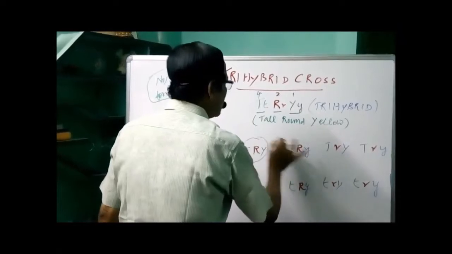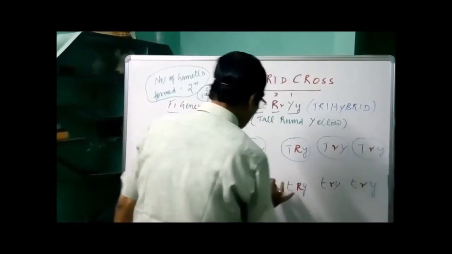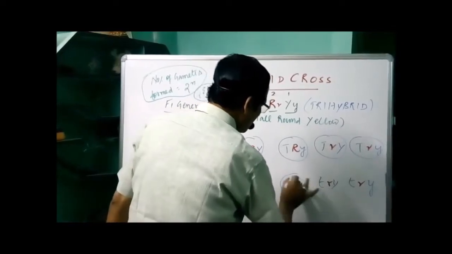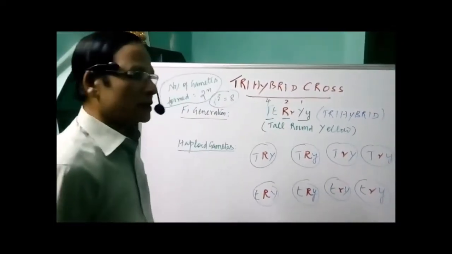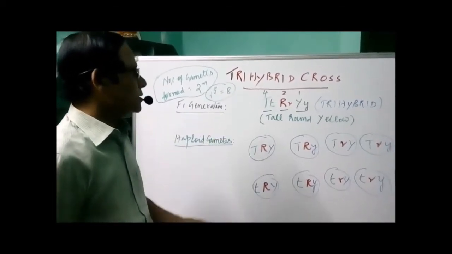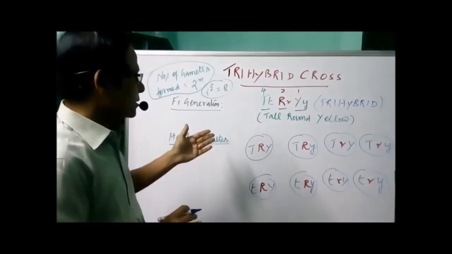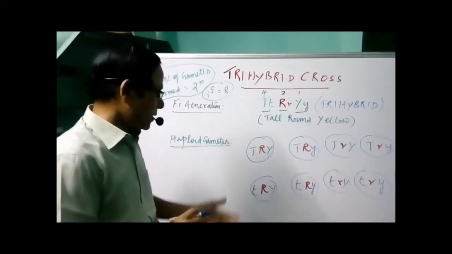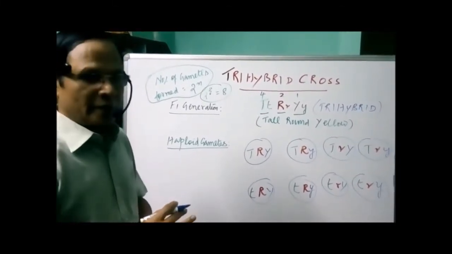So these are the 8 gametes produced. This is the way of remembering the gametes: taking the first 2 letters, writing 4 times each, and taking the next 2 letters twice each, for the dominant letters and also for the recessive letters. Now we have received 8 gametes.